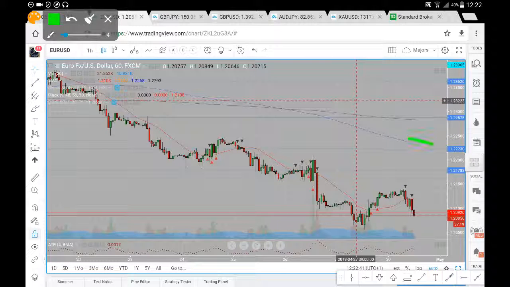In around the 22.23, we've also got the added confluence of a 200 period moving average, thus increasing the likelihood of seeing sell side momentum return to the market from the 22.23 level.